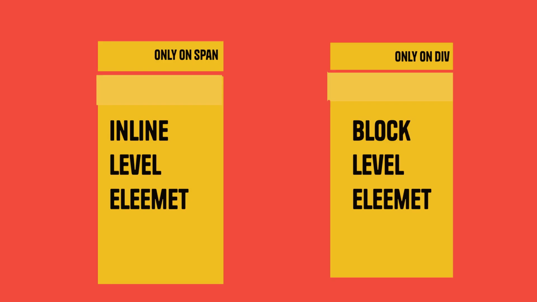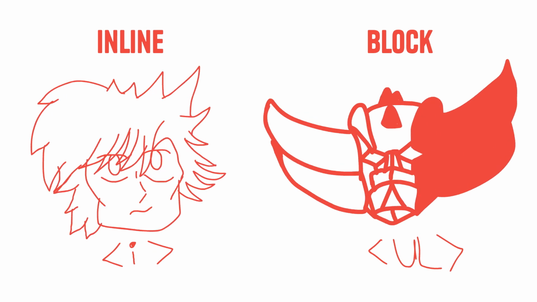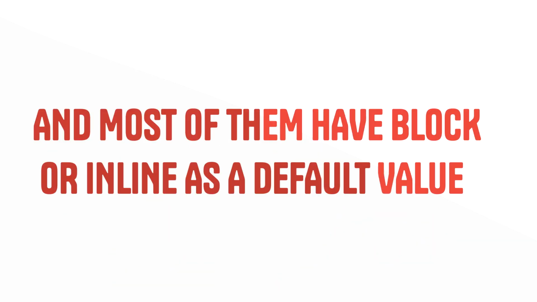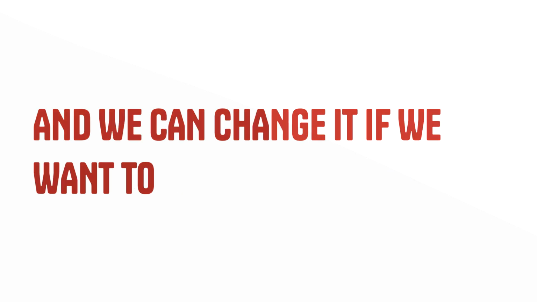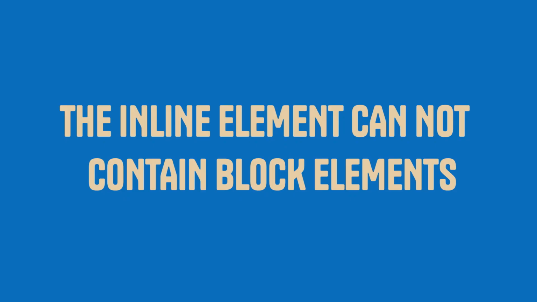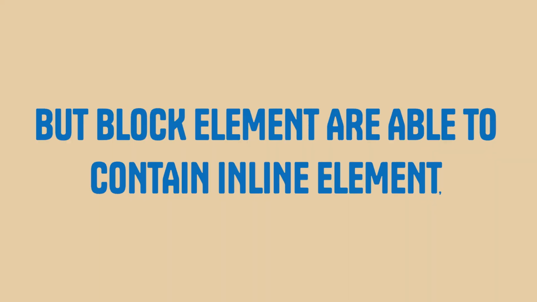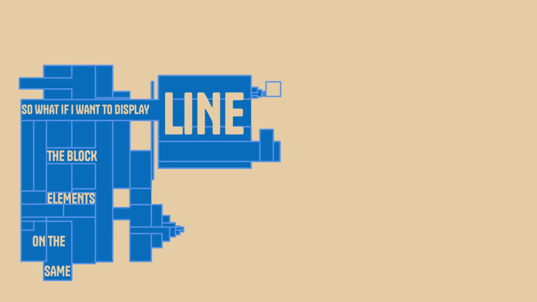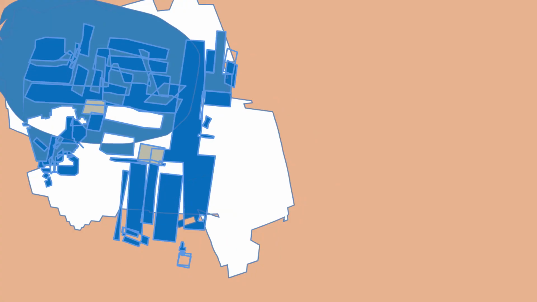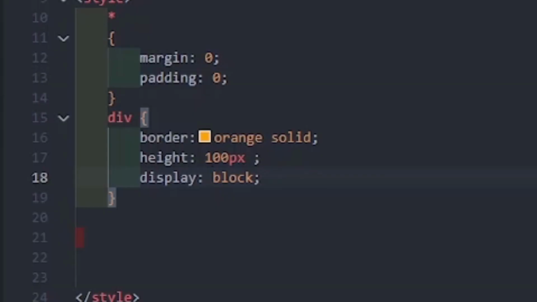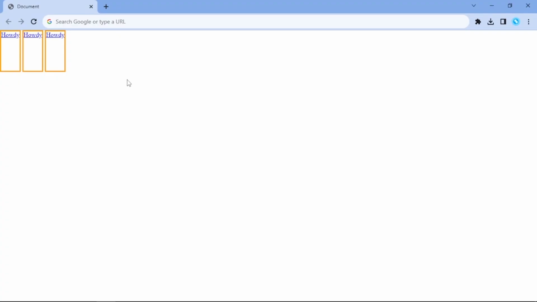Div has a display property with the block value, and span has a display property with an inline value by default. This is not exclusive to div and span. Every HTML element has its own display property, and most of them have block or inline as a default value, and we can change it if we want to. There is something to be aware of. The inline element cannot contain the block element, but block elements are able to contain inline elements. So, if I want to display block elements on the same line without line breaks, there are many solutions. One of them is to change the display property of the block elements, for example headings, from block to inline-block.